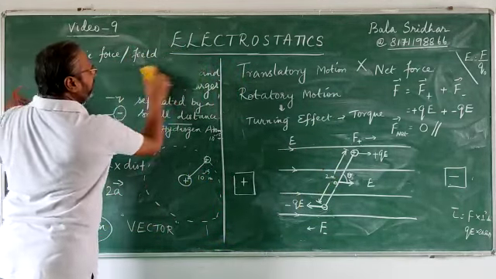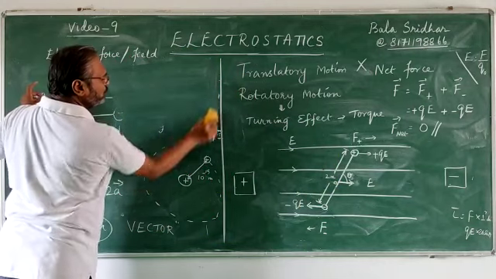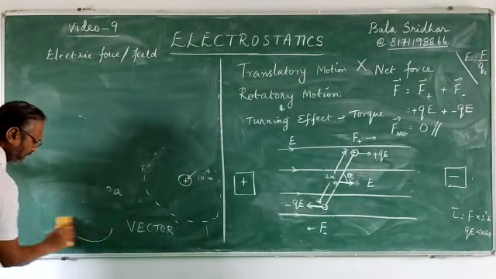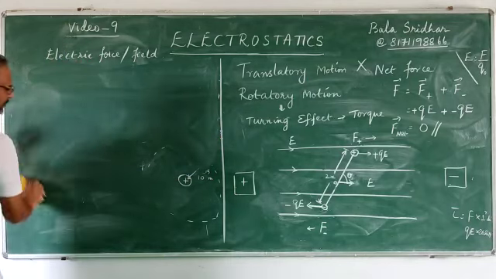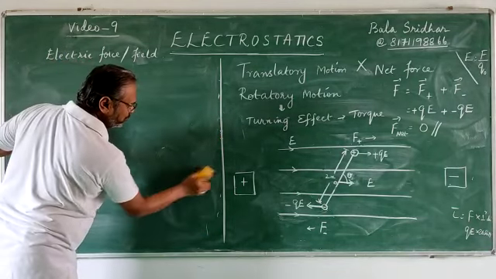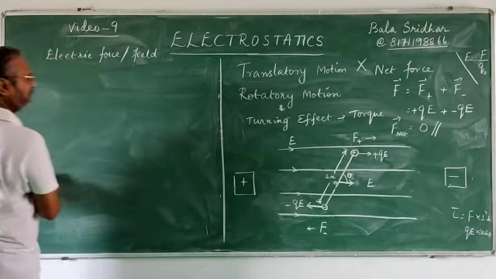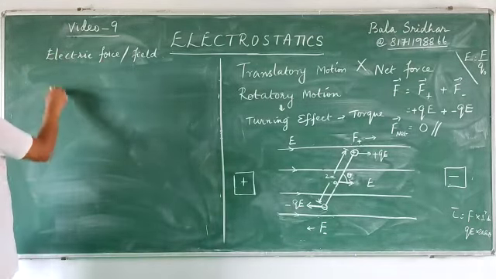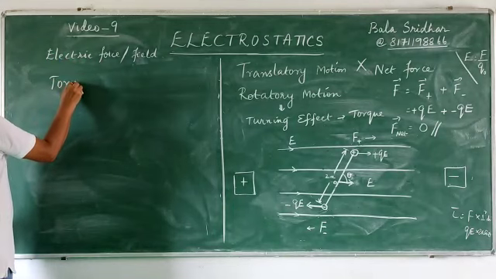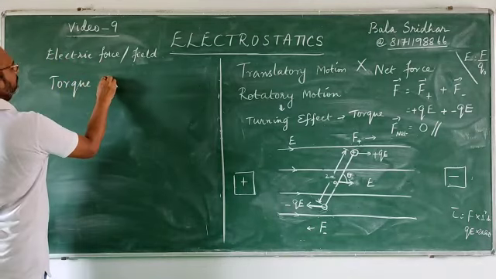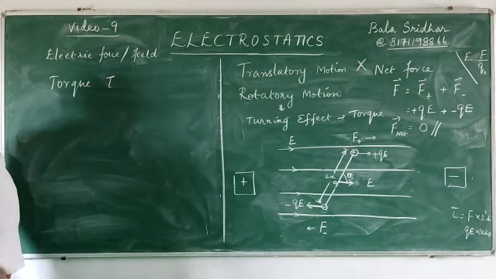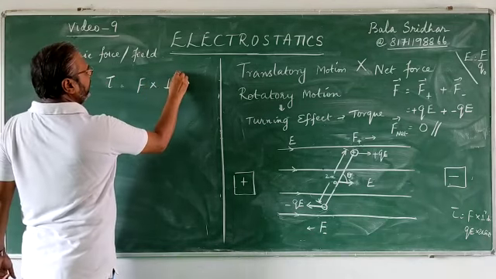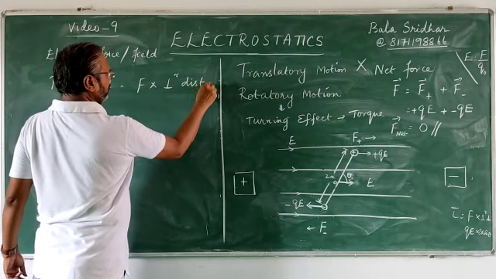So remember, dipole: di means two. Two equal and opposite charges are being separated by a small distance. Okay, fine. Now let me move on to the concept of torque. Torque we represent by the symbol tau, which is equal to force multiplied by perpendicular distance.